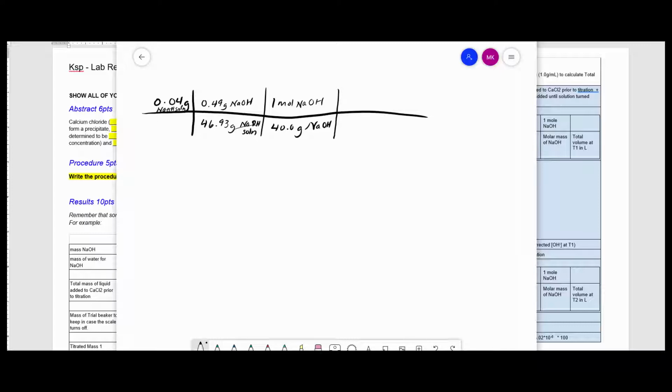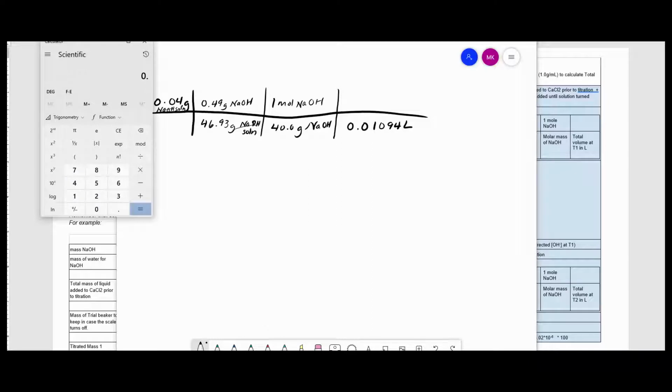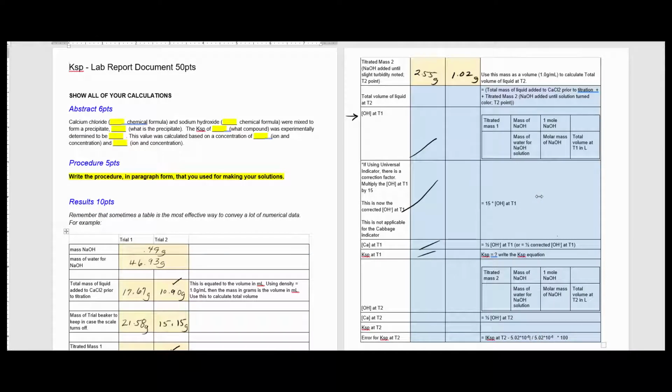I need molarity, so I need to use that total volume here. That total volume at T1 was 10.94 milliliters, so in liters, it's 0.01094 liters. When I crunch those numbers, I get a molarity of my sodium hydroxide of 9.54 times 10 to the negative 4, capital M molar. So I would write that one right here.